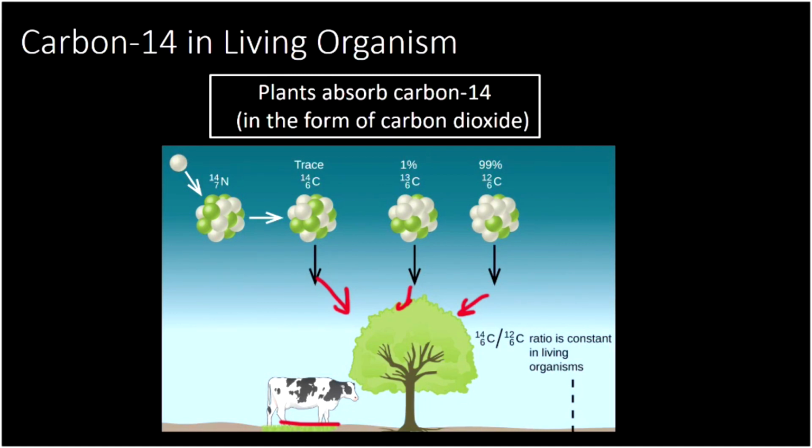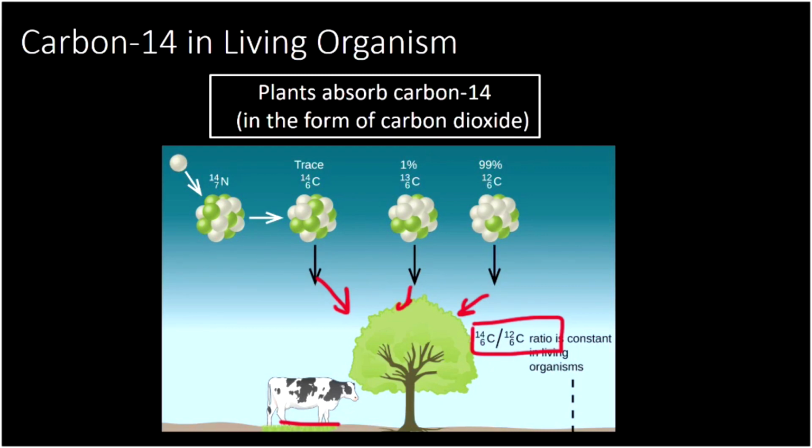So all living things have a certain particular ratio of carbon-14 to carbon-12. And that's what we see stated right here. So if you compare how much carbon-14 there is to how much carbon-12 there is in living organisms, that stays the same because we're constantly eating plants and animals that have brought in carbon from photosynthesis.